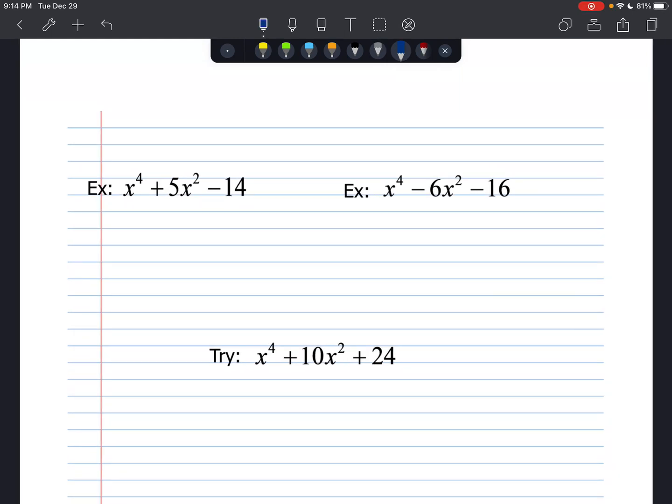Factoring by trial and error, most especially when you have quadratic in nature, is one of my favorite types of factoring to do. So these are all quadratic in nature. And remember, quadratic in nature is when the first exponent is twice the second. So here we have x to the fourth plus 5x squared minus 14.